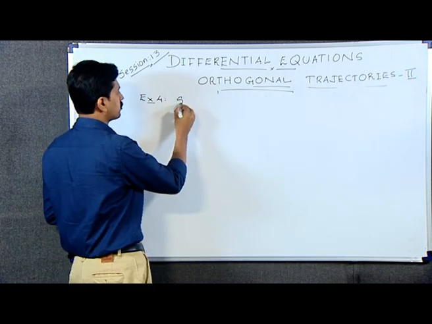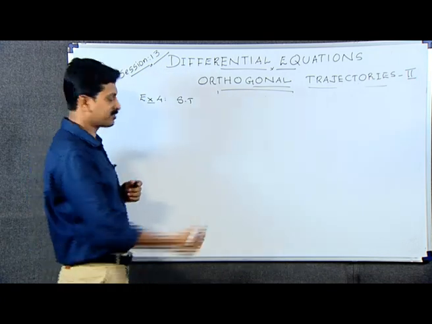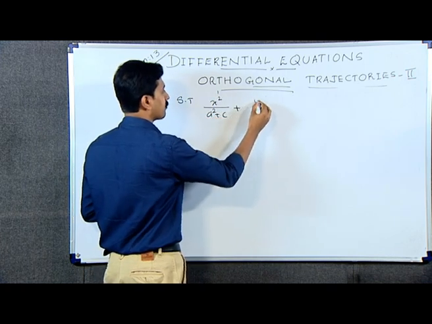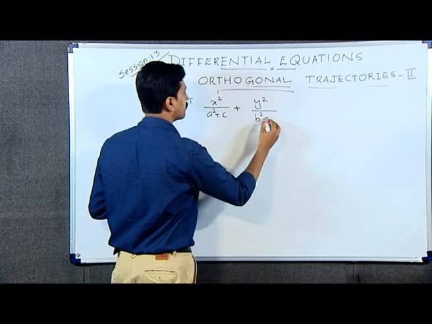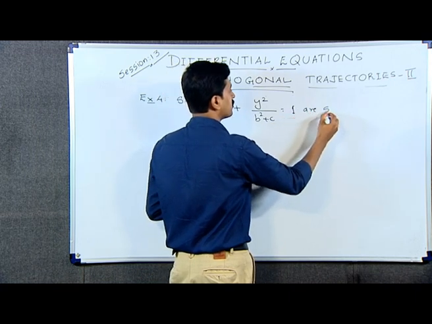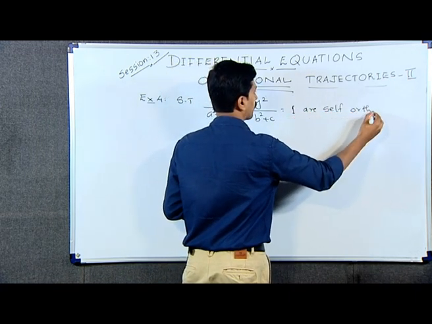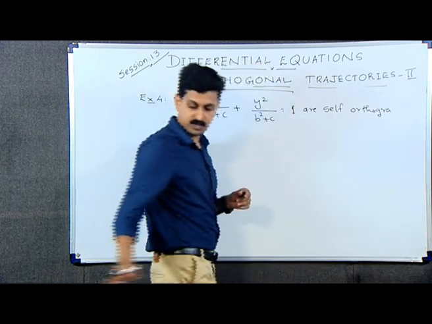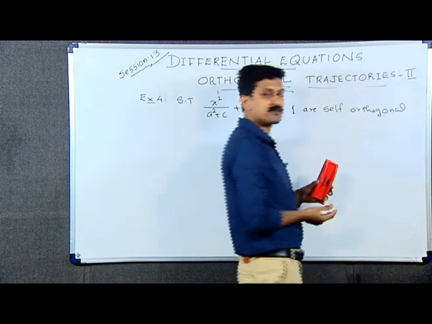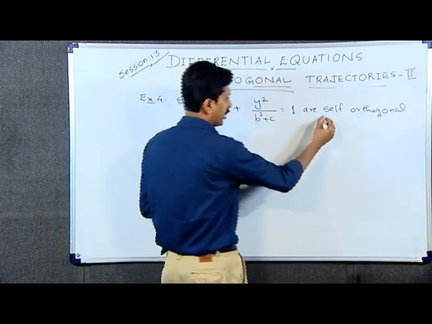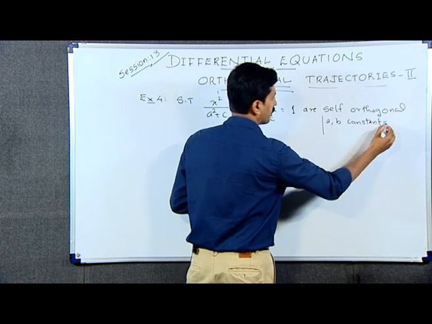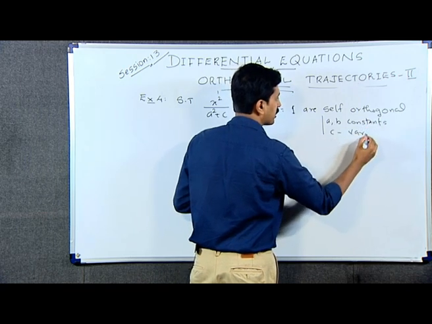Show that the family of ellipses x square divided by a square plus c plus y square divided by b square plus c is equal to 1 are self orthogonal. That means where a, b are constants and c is the arbitrary variable, that we are treating c as a variable.